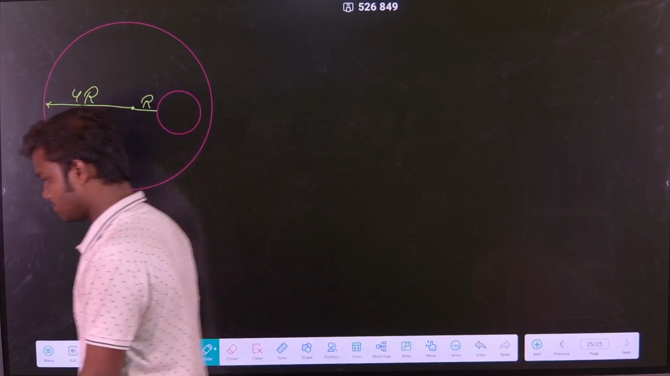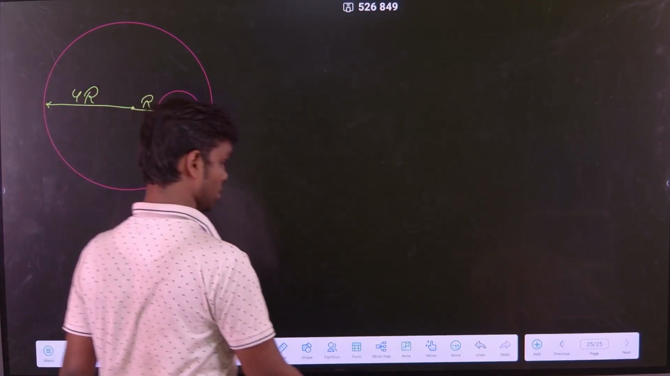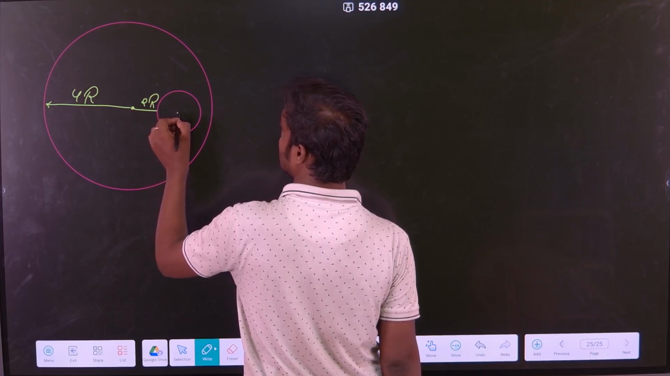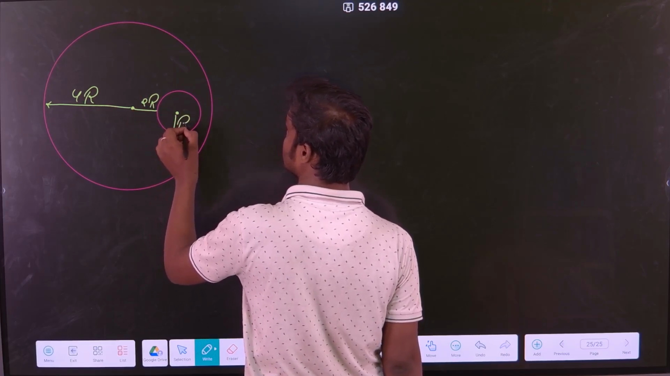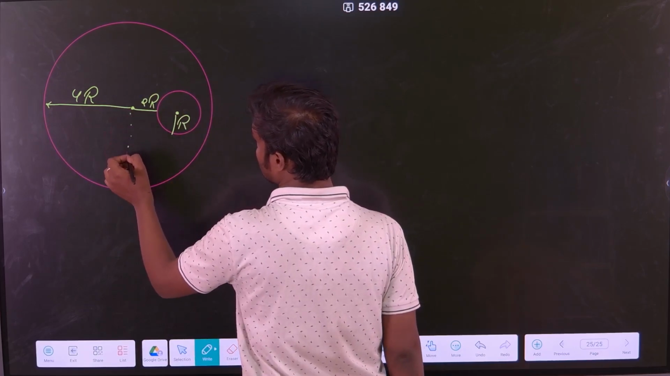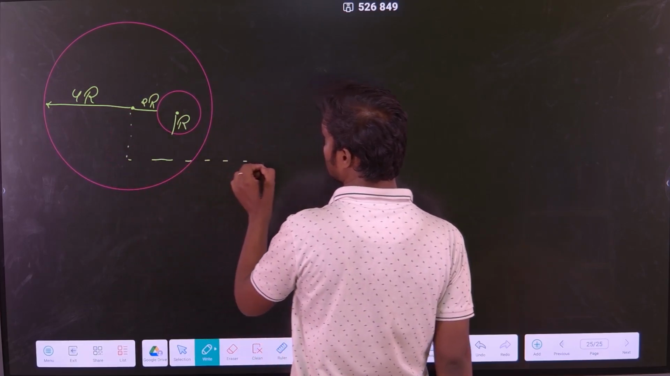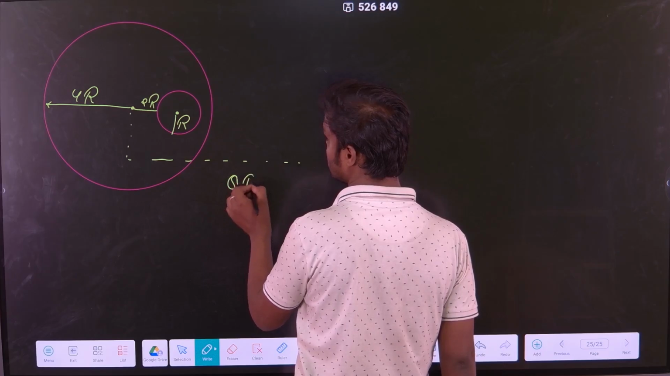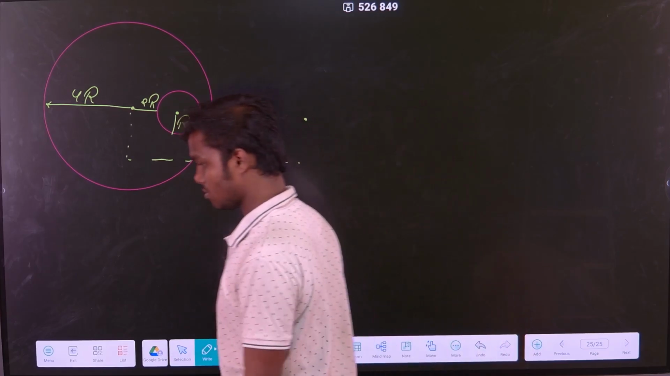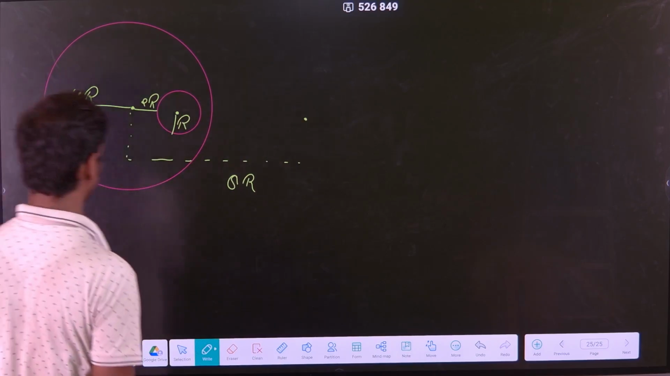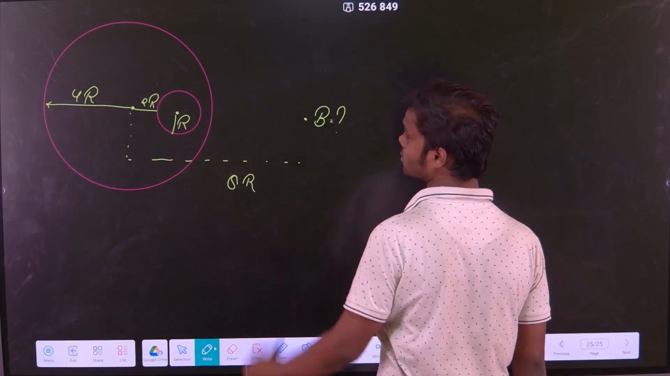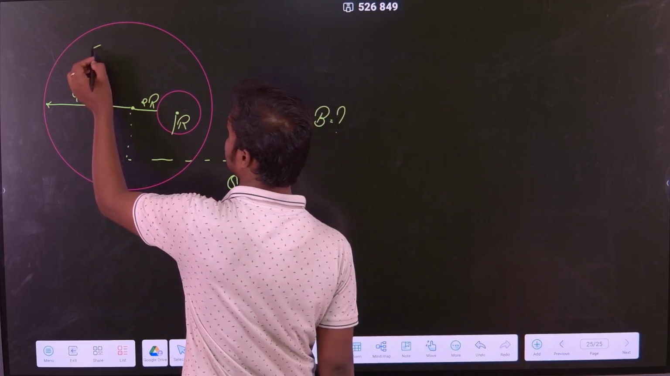See, this is R, 2R, sorry. This is 2R and this is its center, R radius. Now the question is: from a distance 8R from the center, you have to calculate the magnetic field here. All the things are the same. The current is inside.